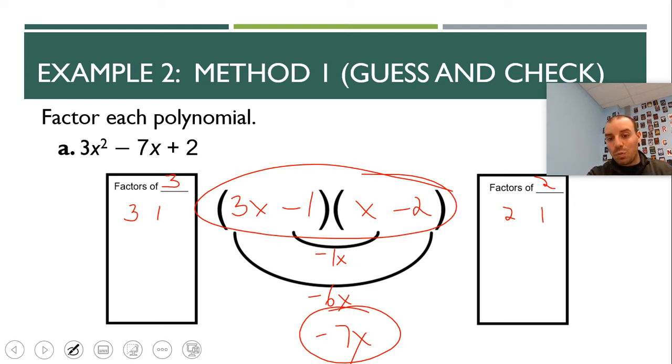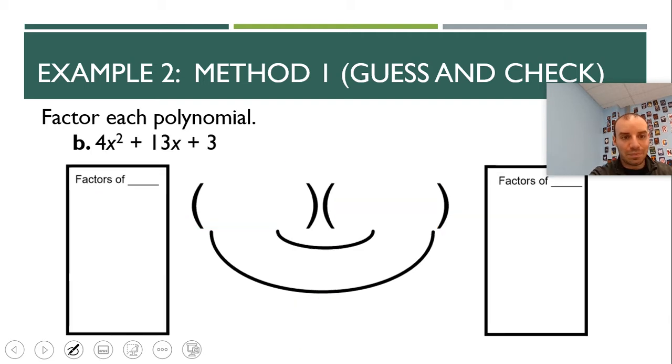How did I know to do 3 and 1 in front of my x's? Because those are the only factors of a. How did I know to do -2 and -1? Those are the only factors of 2. Okay, so guessing and checking is kind of a long way, and it sometimes could be a little bit tedious. We'll try one more thing here.